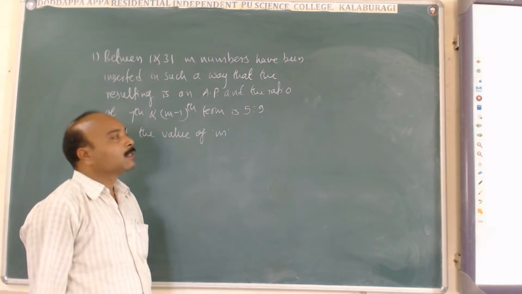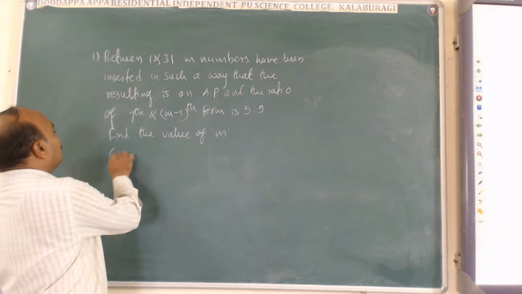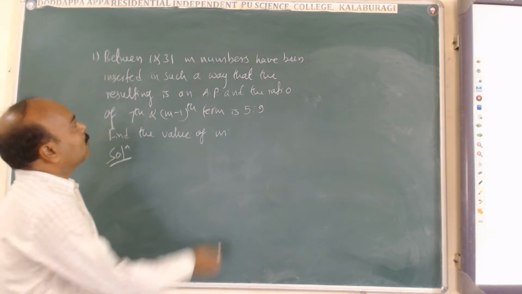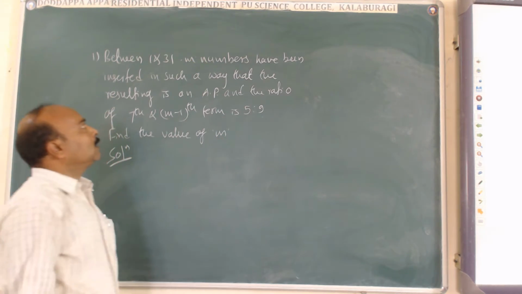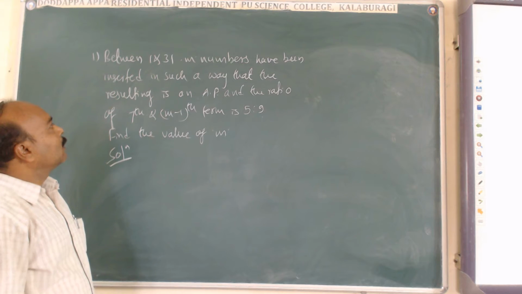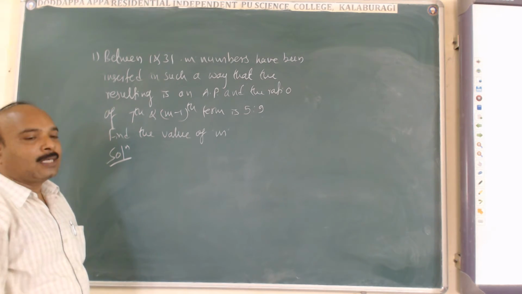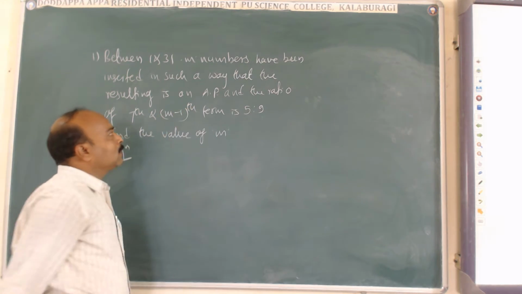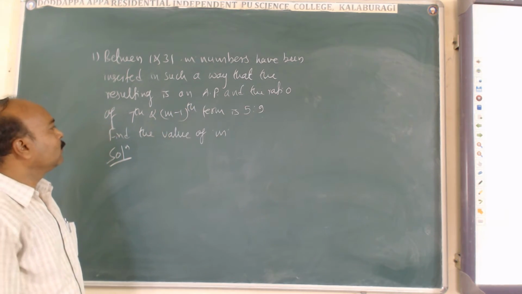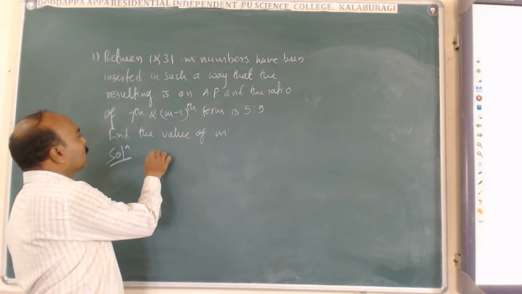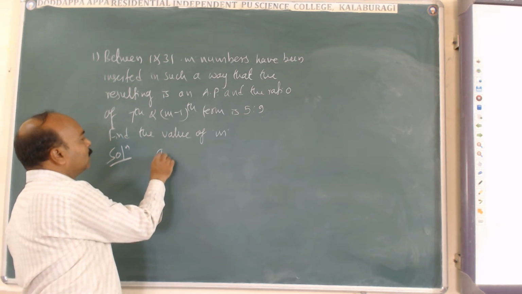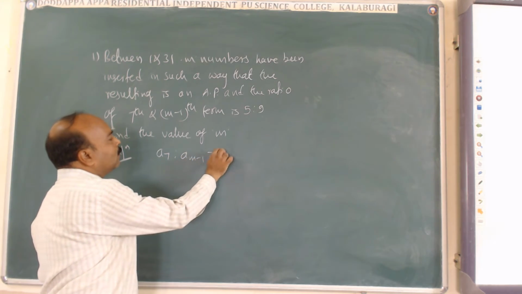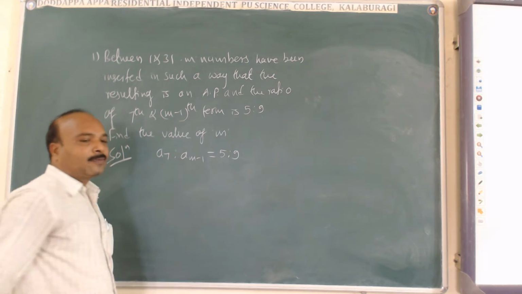This is the question. Now here it is given that between 1 and 31, m numbers have been inserted in such a way that the resulting sequence will be an arithmetic progression, and the ratio of the 7th and (m minus 1)th term is 5:9. Then you find the value of m. So it is given that the ratio of a7 to a(m minus 1) equals 5:9. This is the given condition first.